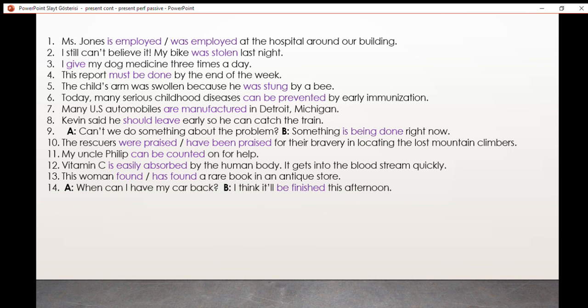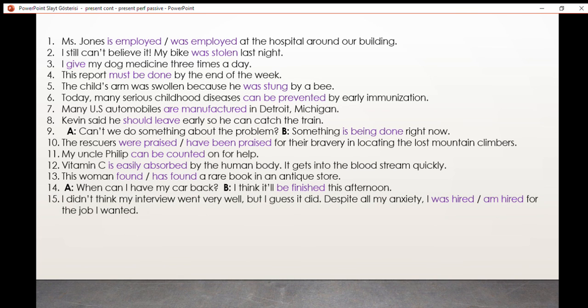When can I have my car back? I think it'll be finished this afternoon. I didn't think my interview went very well, but I guess it did. Despite all my anxiety, I was hired for the job I wanted, or I am hired for the job I wanted.